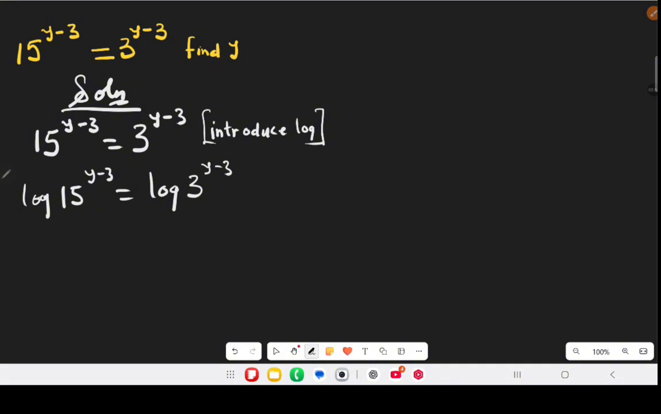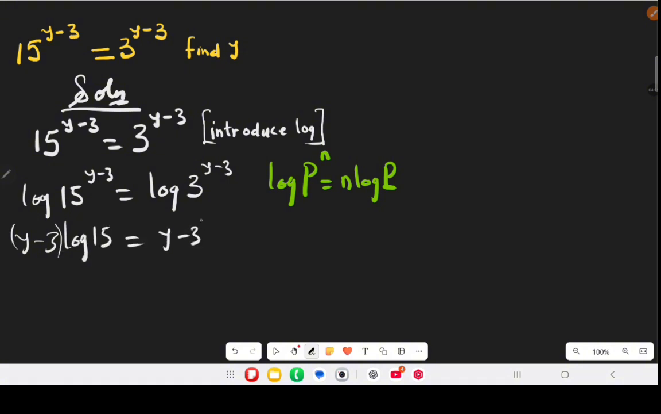In the law of logarithm, whenever we have log of p raised to the power of n, it is the same thing as n log of p. You bring down the power and multiply the log. If we apply that here, we have y minus 3 multiplied by log of 15 equal to y minus 3 times log of 3. At this point, we collect the like terms, or we move the log to one side.